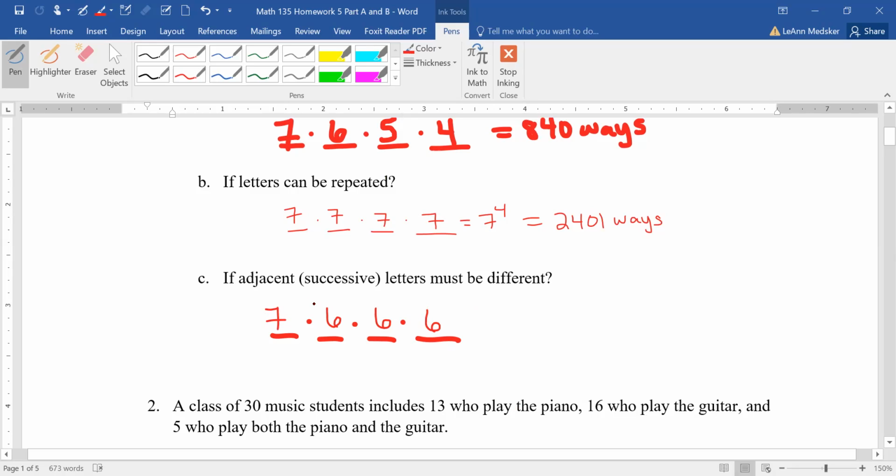So the restriction isn't that you can't repeat letters. It's that you can't have the same letter next to itself. Okay, so let's work this one out. So this is 7 times 6 to the 3rd, which is 1,512 ways. Okay, so there's number 1.